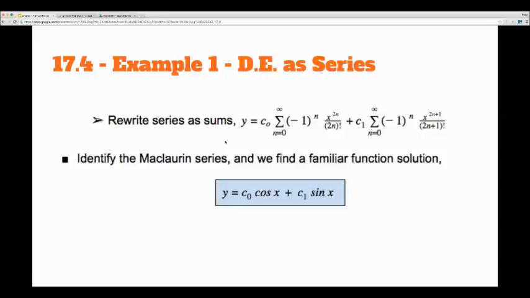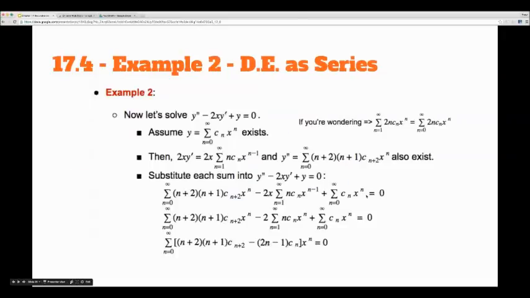We rewrite the series as sums, and we get y equal c naught times the Maclaurin series of the even function cosine x, and c1 times the odd function sine x. And these aren't necessarily going to be familiar functions. y1 and y2 might just be left as series, and we'll see that in the next example.